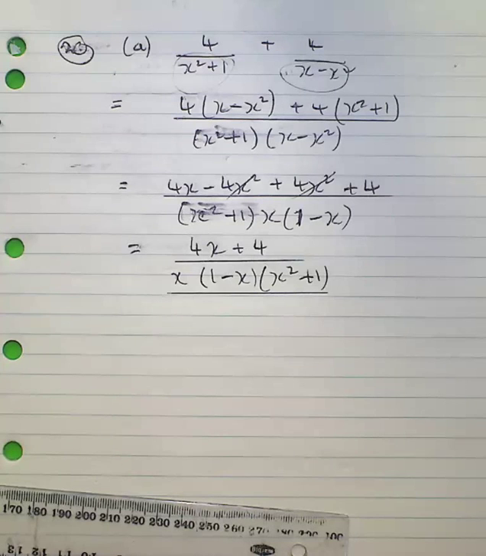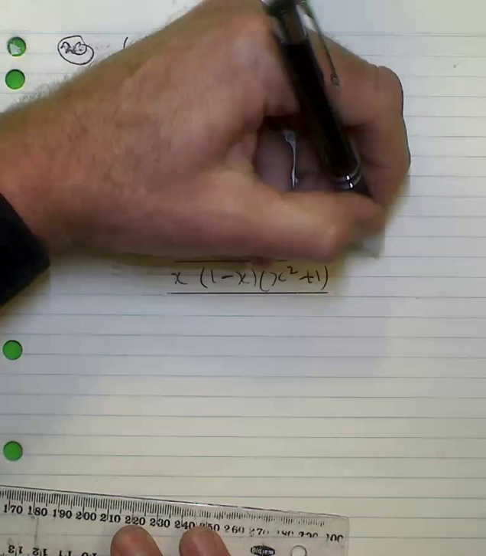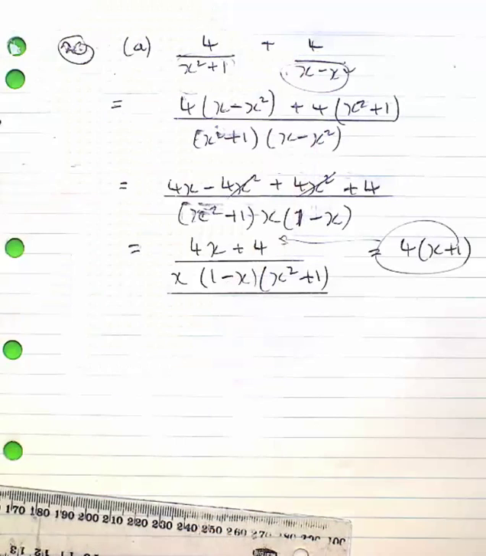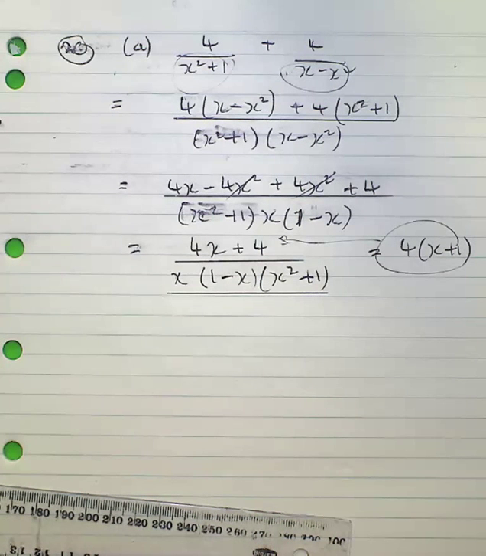I note looking in the back of the book, they've taken out the 4 lots of x plus 1 on the top. Probably not so necessary in this problem though.